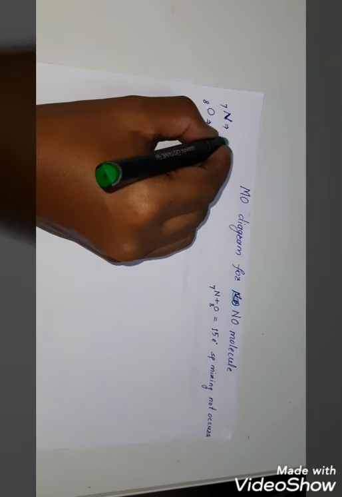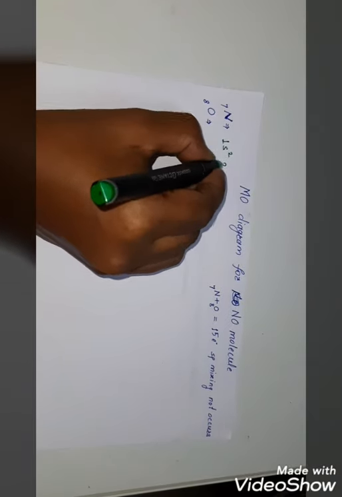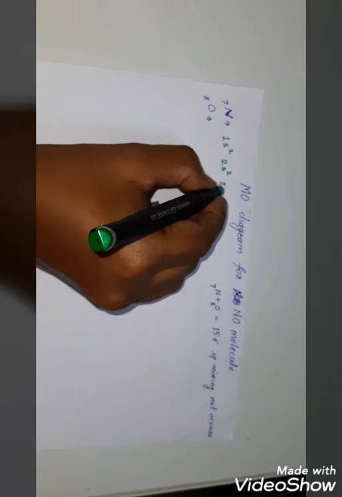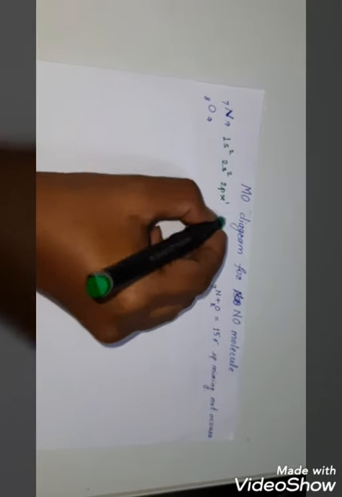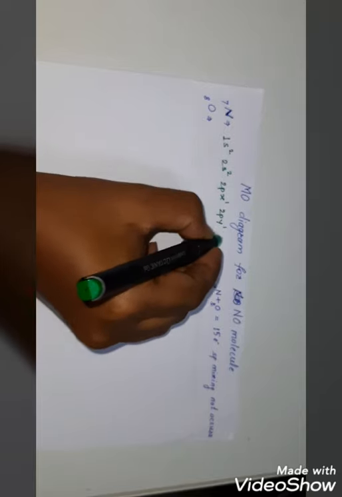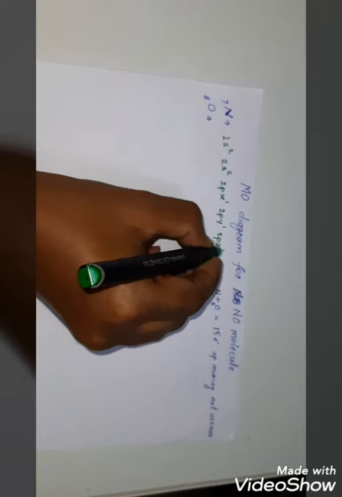Now we are going to draw the molecular energy diagram for the NO molecule, that is nitric oxide. We have nitrogen and oxygen in this molecule. Now let's draw the electronic configuration of nitrogen and oxygen. For nitrogen, 7 electrons: 1s2, 2s2, 2px1, 2py1 and 2pz1.